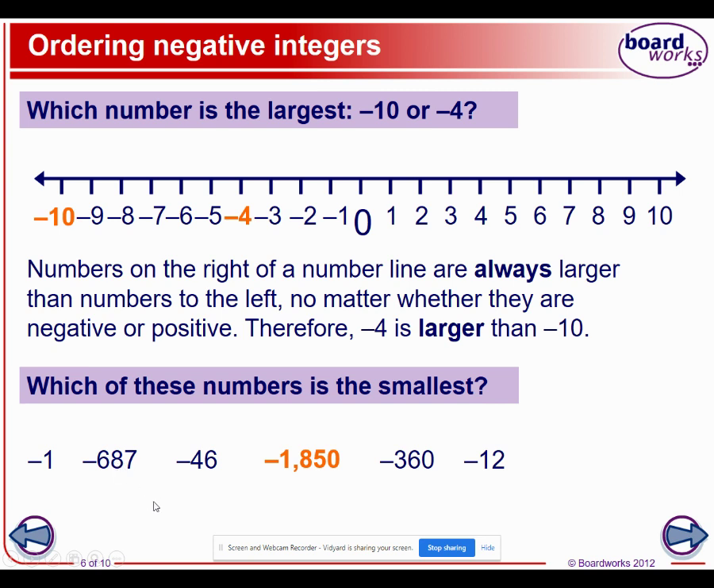So go ahead and think about how you would order the rest of these from smallest to greatest. Okay, so we should have negative 1,850 is the smallest, and then negative 687 is the next smallest, and then negative 360, negative 46, negative 12, and negative 1 would be the largest number in all of these numbers.